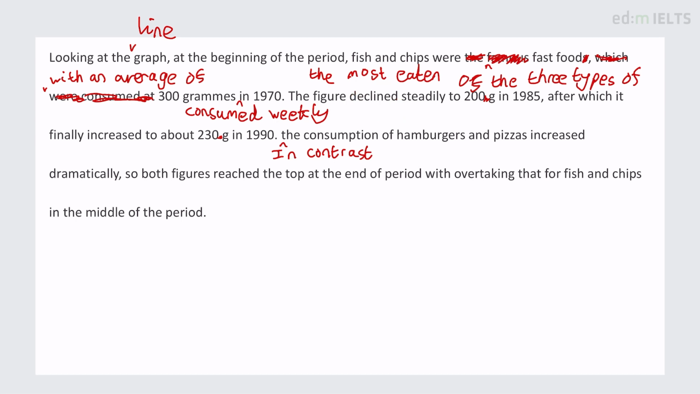In contrast, the consumption of hamburgers and pizzas increased dramatically. So both figures reached the top at the end of the period, with overtaking that for fish and chips in the middle of the period. Oh, yeah, the writer's definitely running out of time. This is pretty messy, hard to understand at the end. Let's change a few things.